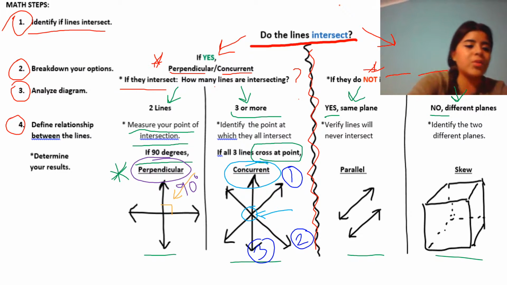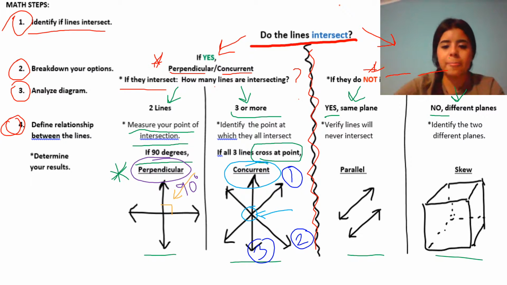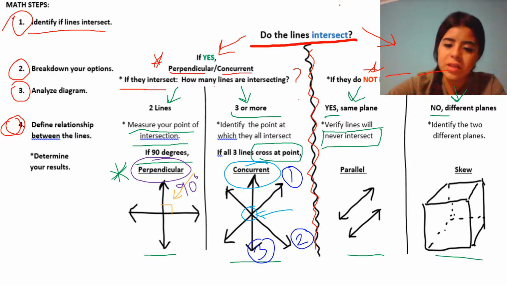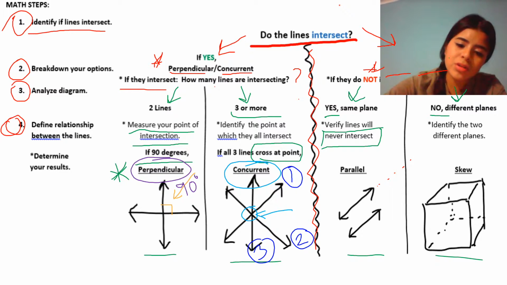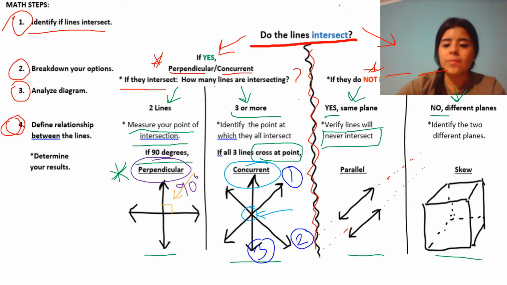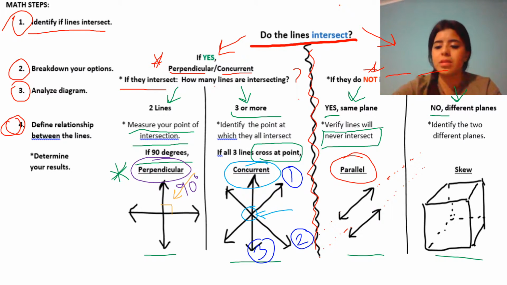Okay, so then we go to the lines that do not intersect. We're going to be going to number 4. We're going to be defining the relationship between the lines. We determine if they are on the same plane. We must verify that the lines will never intersect. The way we do that is that we go ahead and draw our dashes and make sure that our lines would never touch. Okay, they have the same slope, and at that point we know that our lines are parallel lines.